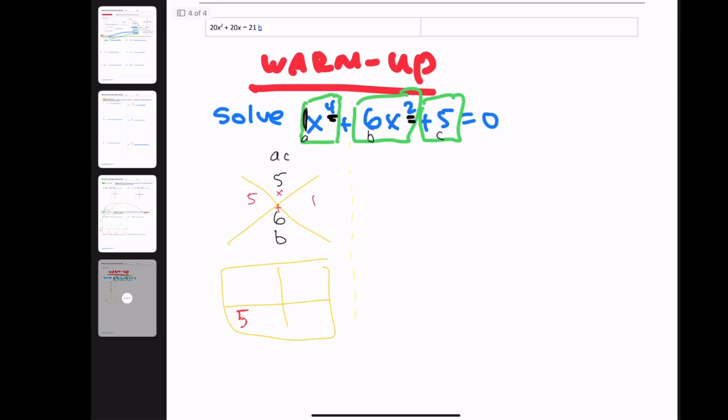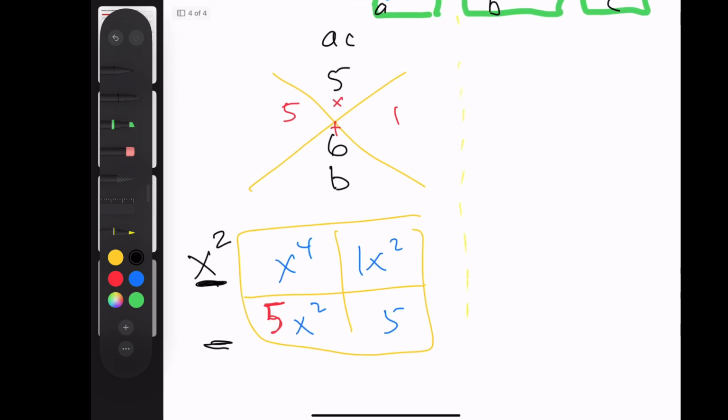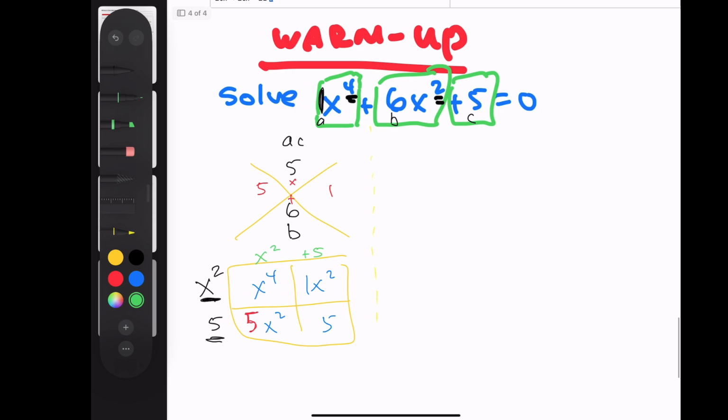Sorry, I didn't keep it. 5, 1x squared, x to the 4th, 5. Alright, what goes on the outside? X squared and 5. How about on top? X squared and positive 5, negative 5. Positive 5. Okay, so I have x squared plus 5.